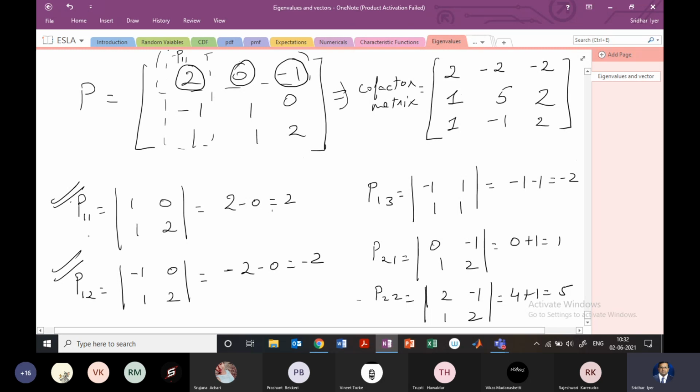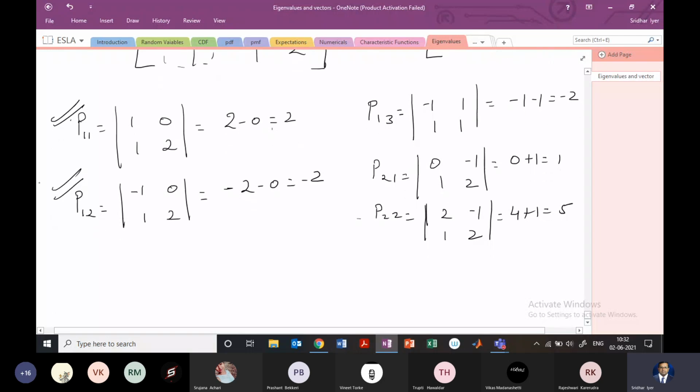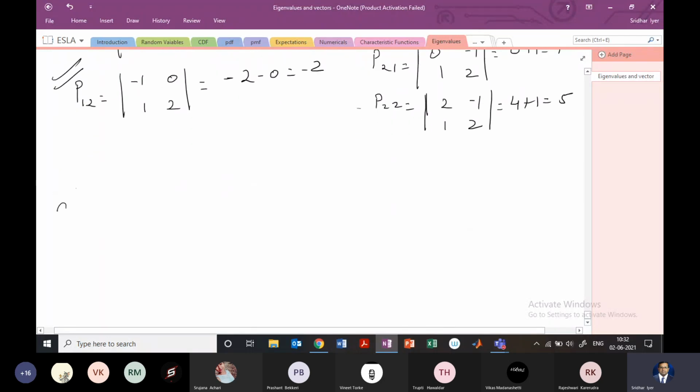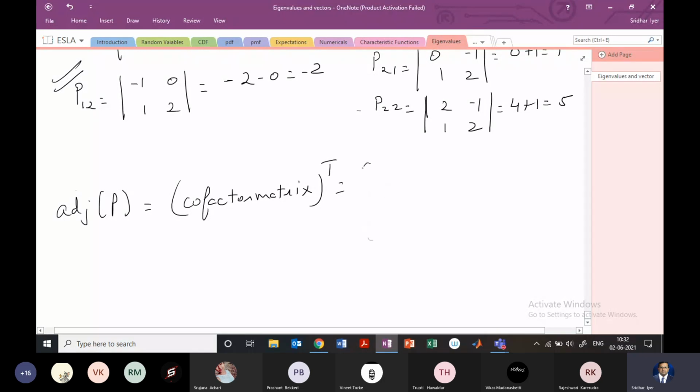Actually, we want to find the inverse, right? So for the inverse, we need the adjoint of P, and then we are going to divide that by the determinant, right? The adjoint of P is the transpose of the cofactor matrix. So what you have to do is take the cofactor matrix and find the transpose. So to find the adjoint of P, we are going to take the cofactor matrix and transpose it.